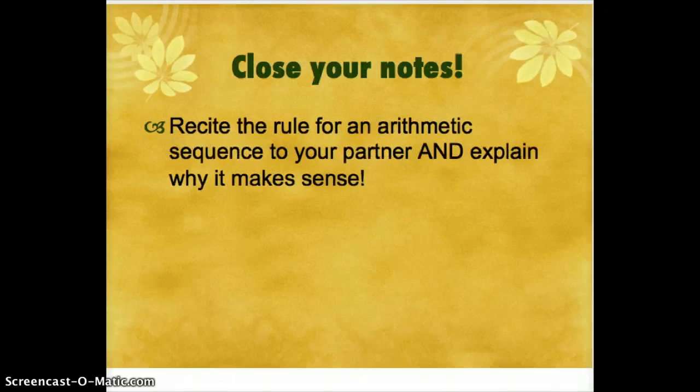All right. So what I want you to try to do is close your notes and recite the rule for an arithmetic sequence to your partner, which could be your mom, dad, brother, sister, laptop, someone on Skype, someone on Facebook, something, and explain why it makes sense. So if you cannot do this yet, go back and watch a little bit of the video and see if you can refresh yourself a little bit. And before you come into class tomorrow, make sure you've tried that. I want to make sure you know the rule and why it makes sense.